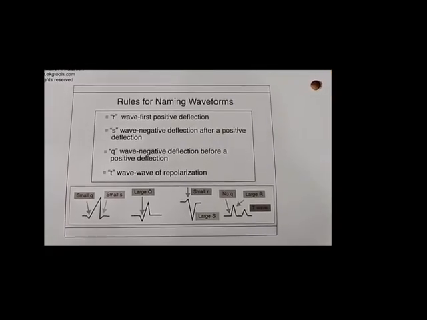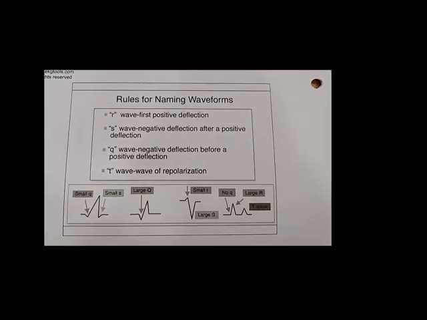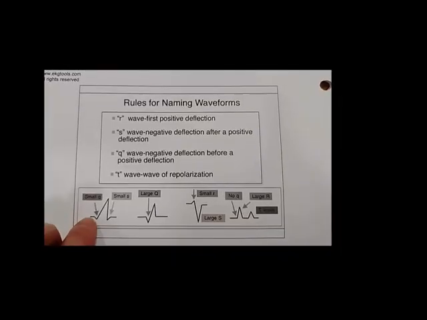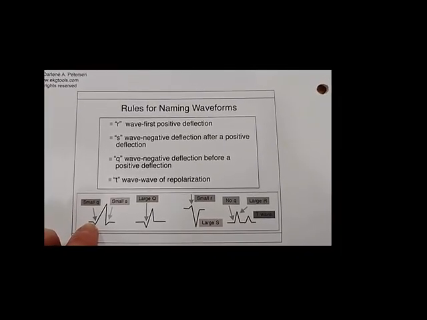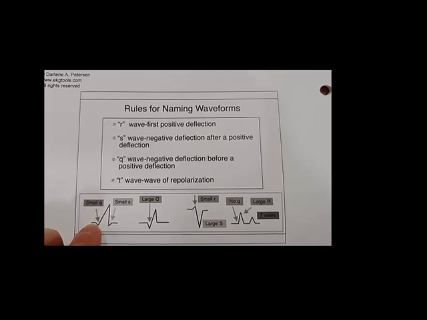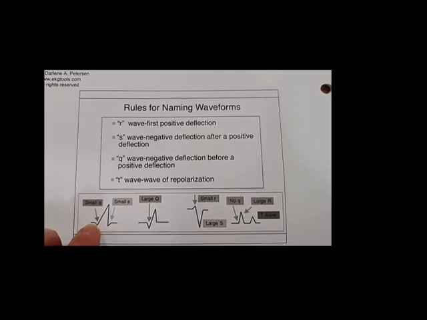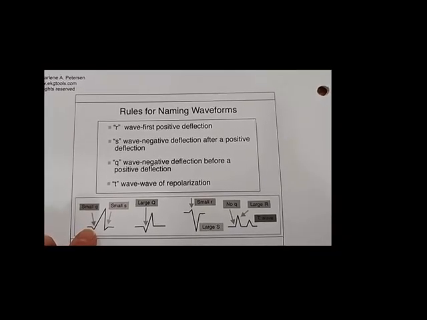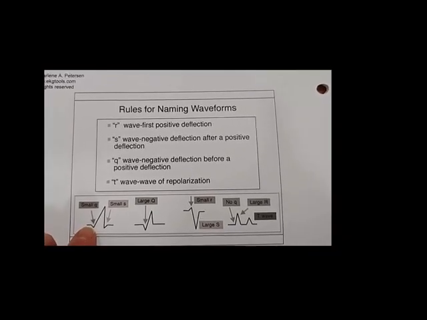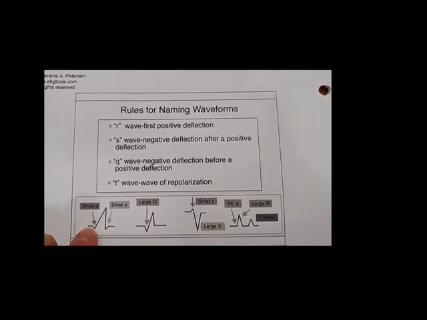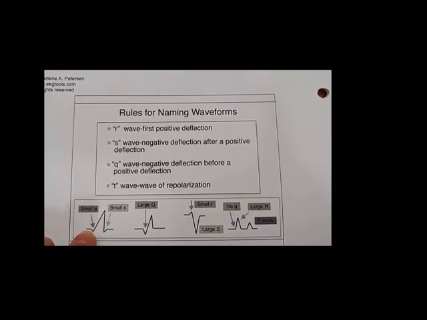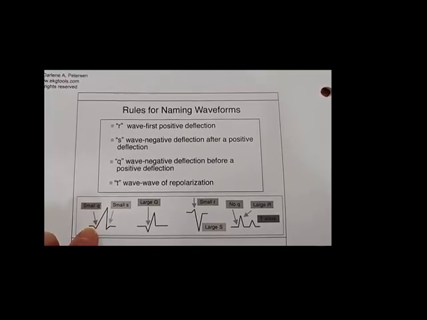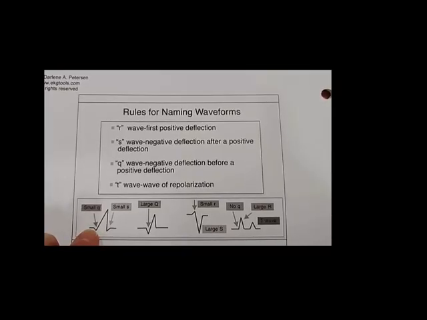When you're looking at QRSs, when you have your isoelectric line, you'd have your P wave here. Then you have your PR segment. And then right as your PR interval ends and your QRS begins, a Q wave is a negative deflection. It's always a negative deflection from your isoelectric line, and it happens before any positive deflection would occur. So here's an example of a small Q wave.